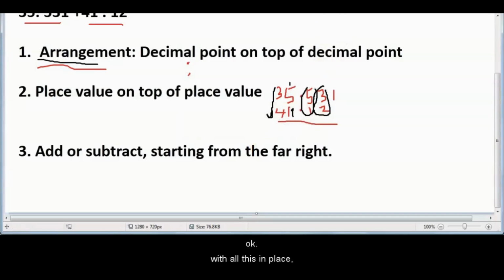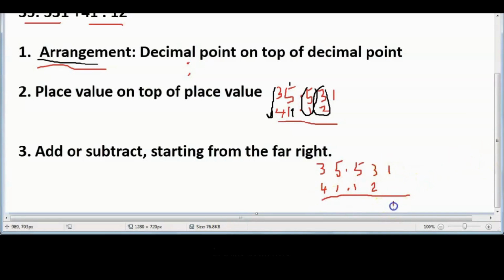Okay, with all the place values intact, the next thing is to add, starting from the far right. First rewrite the expressions. 35.531 plus 41.12. Get a line down here.